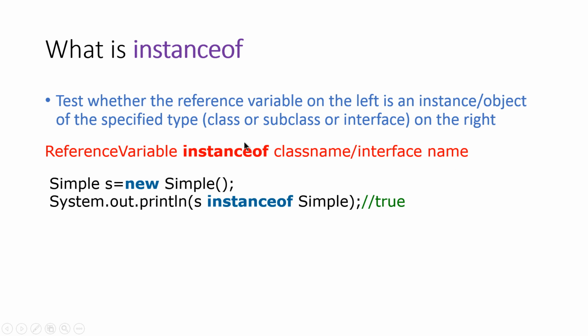Take a simple example here where Simple s equals new Simple. Now you know very well s contains an object of type Simple. So if you say s instanceof Simple, you're checking whether the reference variable s contains an object which is this new Simple over here, which belongs to the class Simple. That is the case, yes, and hence true will be returned over here.